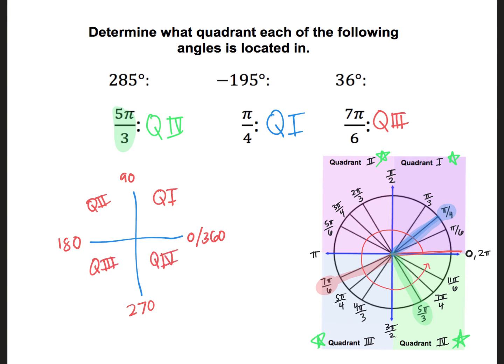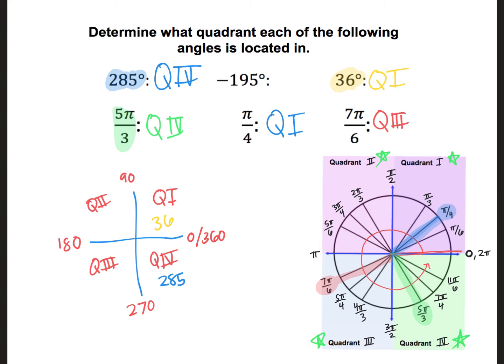All right, my first angle measure that we are looking at is 285. Well, I know 285 is between 270 and 360, so 285 would be down here in this quadrant, which is quadrant 4. So this one is Q4. I'm going to skip to my other positive angle, 36 degrees. 36 degrees is between 0 and 90, so 36 will be here in Q1.